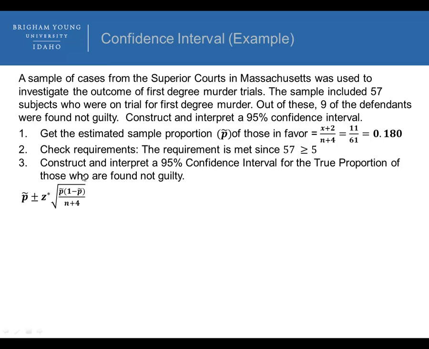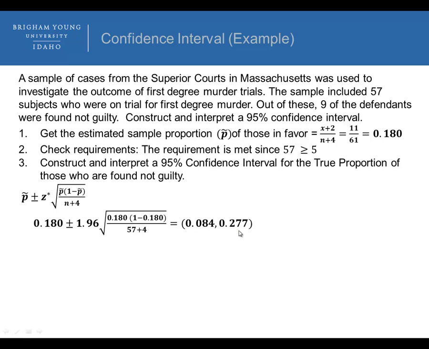Here's the formula. We take our point estimate, p tilde, which is 0.180, and we add and subtract a margin of error. We take the z critical value for the 95% confidence interval and multiply it by the square root of p tilde, 0.180, times 1 minus p tilde, divided by 57 plus 4, which is 61. When we solve for that, we get the lower bound being 0.084 and the upper bound being 0.277.